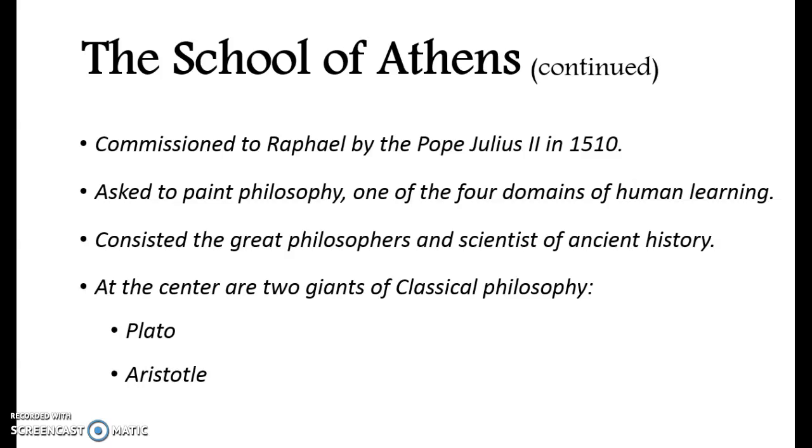It was commissioned to Raphael by Pope Julius II in 1510. He was asked to paint one of the four domains, which was philosophy. The other three domains were theology, law, and arts. This consisted of the great philosophers and scientists of ancient history. At the center, you have two of the giants of classical philosophy. Plato, who's on the left, points heavenward to indicate his view of reality as fixed in universal forms. And on the right, you have Aristotle, who points downward to earth to indicate that universal truth depends on the study of nature.